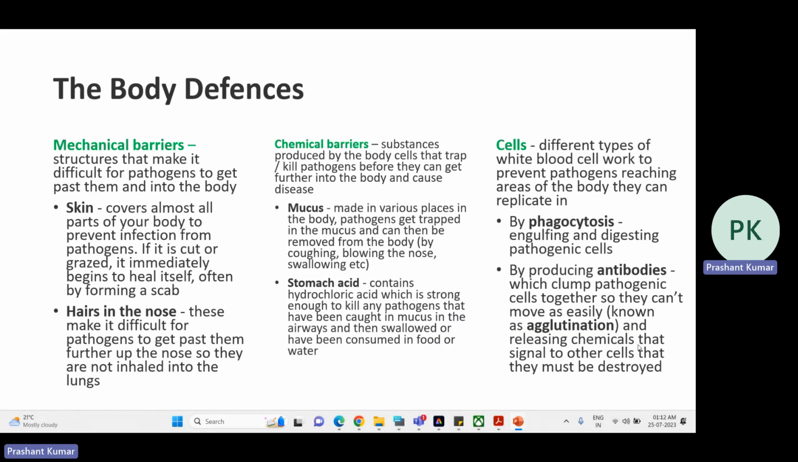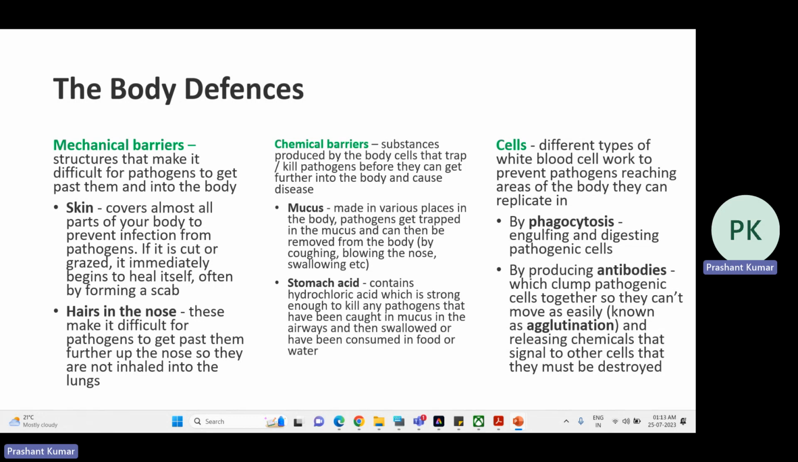Now we'll talk about the defense mechanism in the body, how the body is maintaining the defense. So as per the syllabus, we will talk about mechanical barrier, chemical and cell barriers. Cell barrier means now the cell is working to kill the pathogen. So first of all, the body will try to stop the entry of the pathogens. Now the question is, what all barriers are there?